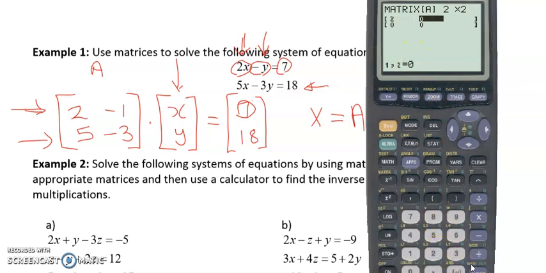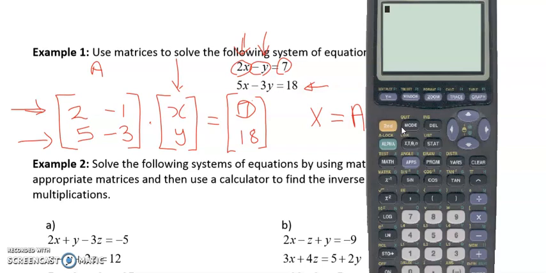2, enter. -1, enter. Remember, if you're using the TI calculator, the minus button is not negative. You have to hit the negative button down below next to the decimal point. So -1, enter. And then I type in a 5, enter. And a -3, and an enter. And there is my matrix A. So it's all typed in. Now you can quit that. You can go back to a blank screen.